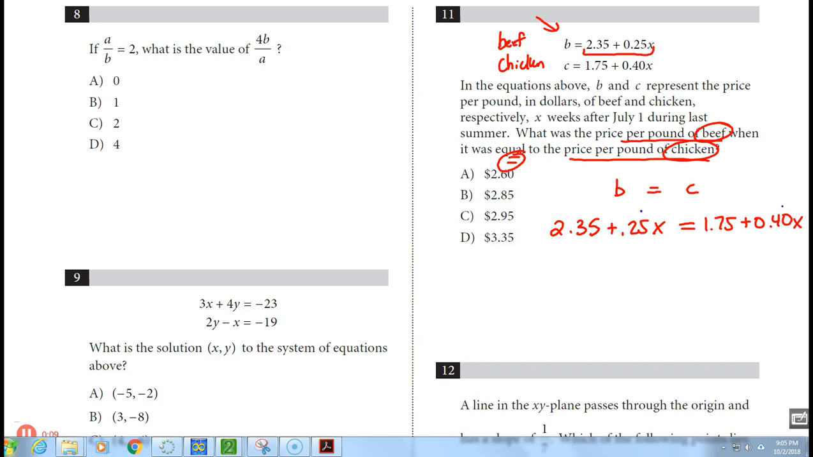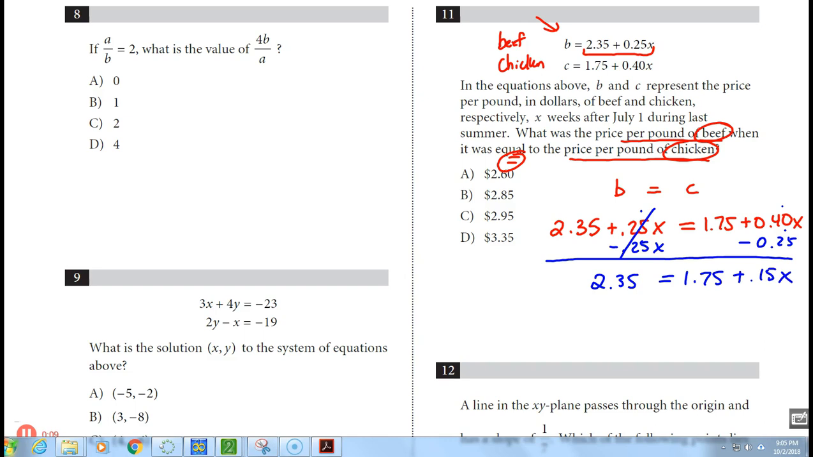I want to get all those x terms to one side. I'm going to subtract the 25 cents x, subtract the 25 cents x. I didn't put a 0 over here, but it doesn't really matter. So that goes away. I'm left with 2.35 equals 1.75, and 40 cents take away a quarter. That is a positive 15 cents. I'm going to leave the 0 out. It's just faster and less clutter.